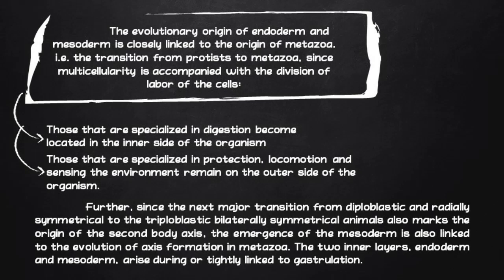Further, the next major transition from diploblastic and radially symmetrical to triploblastic bilaterally symmetrical animals also marks the origin of the second body axis. The emergence of the mesoderm is also linked to the evolution of axis formation in metazoa. The 2 inner layers, endoderm and mesoderm, arise during or tightly linked to gastrulation.